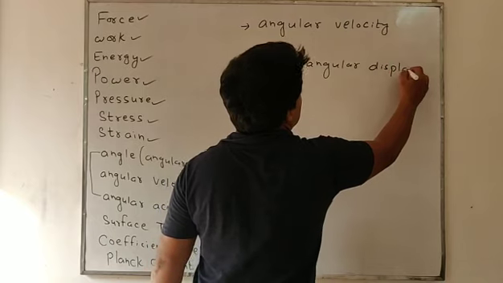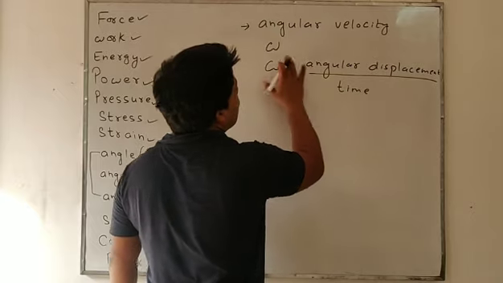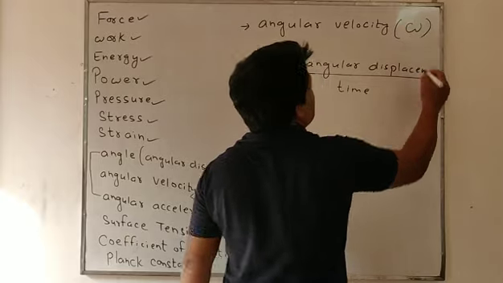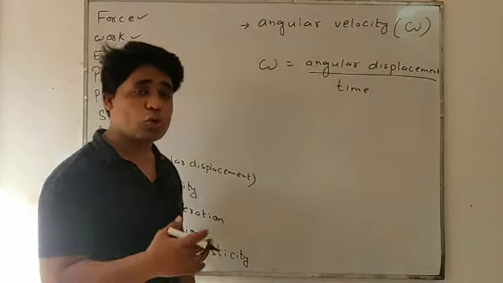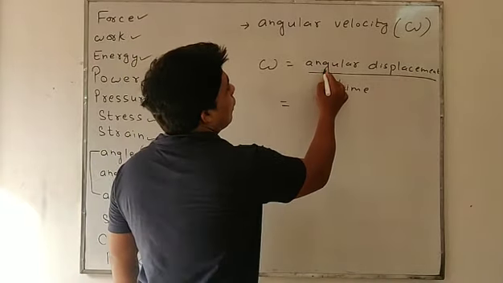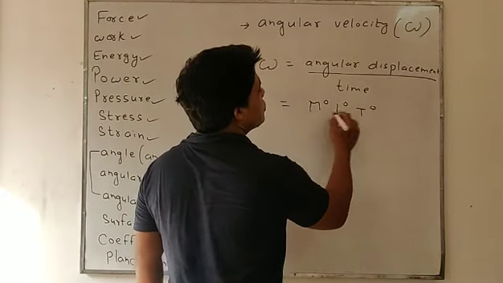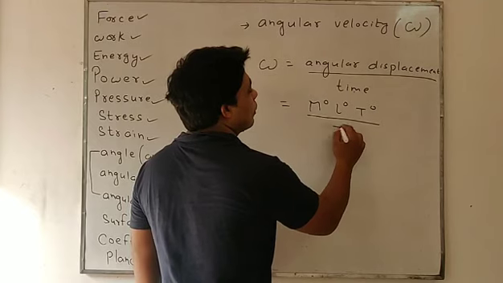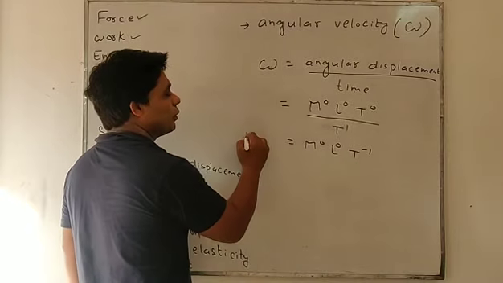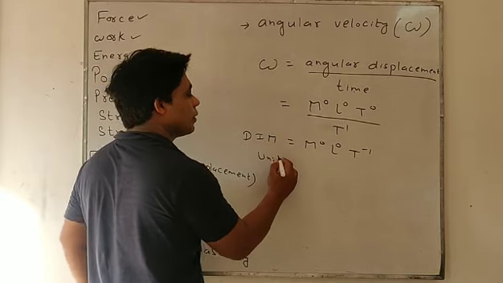angular displacement by time. This sign is said to be omega. We can write here that sign is called omega. That is a W-like sign. Rate of change in angular displacement is called angular velocity. Angular displacement, as we just found, has no dimension, M0, L0, T0, and time is T1. So M0, L0, and T minus 1. Transferring T upward, it becomes T minus 1. That is the dimension.